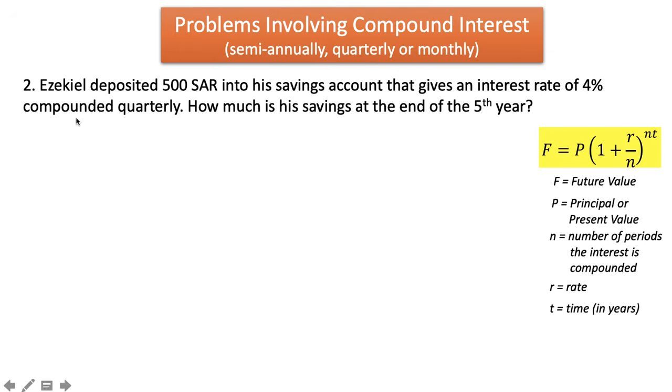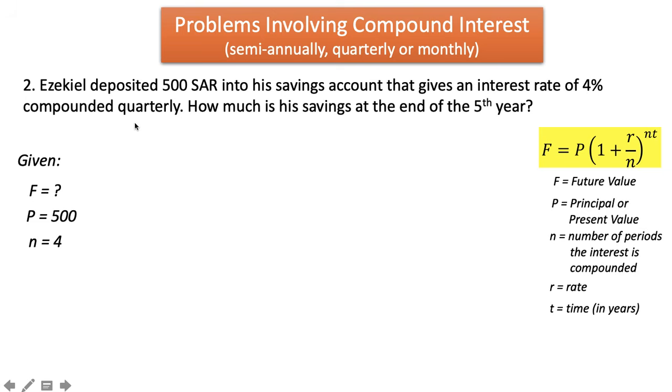In our given number 2, Ezekiel deposited 500 reals into his savings account that gives an interest rate of 4% compounded quarterly. How much is his savings at the end of the 5th year? So in this case, since you are looking for the savings at the end of the 5th year, again, F is unknown here. Our principal is 500. Our N here is 4 because the interest rate is compounded quarterly.